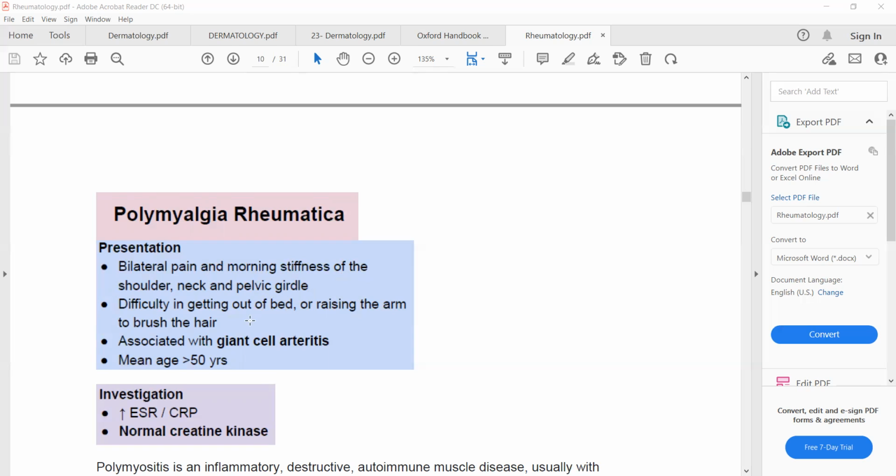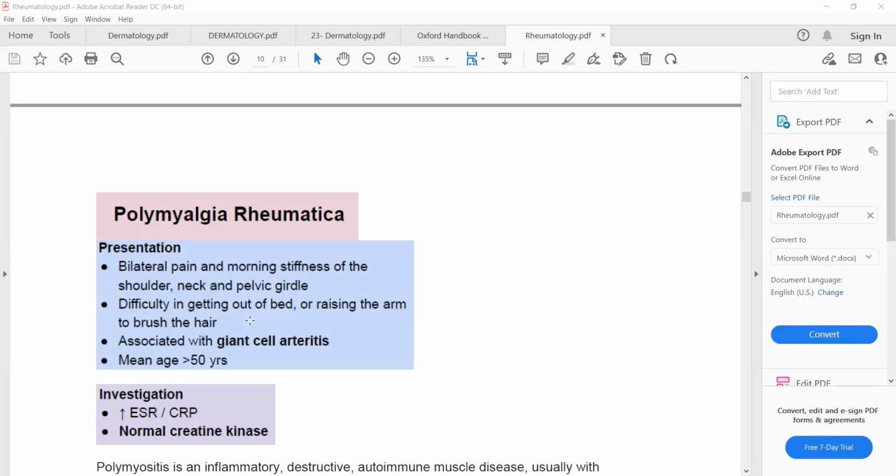So the clinical presentation is almost similar. The difference in clinical presentation between polymyositis and polymyalgia rheumatica is that in polymyalgia rheumatica, morning stiffness is more than muscle weakness. So in polymyalgia rheumatica, the muscle is more stiff and not weak.